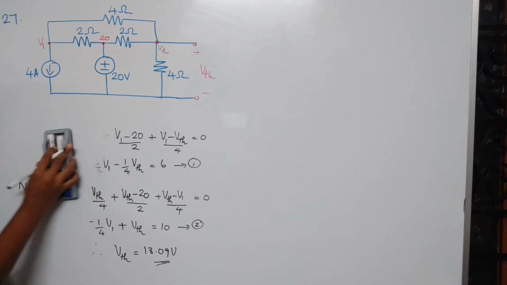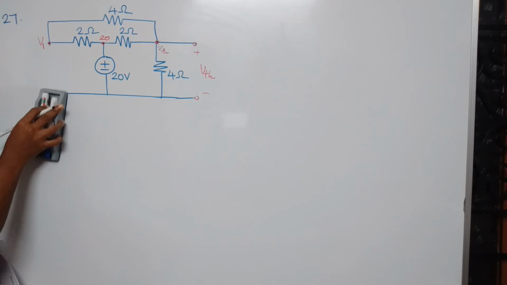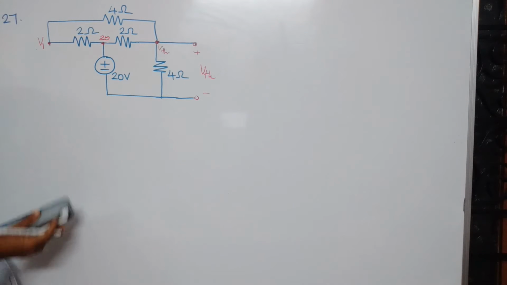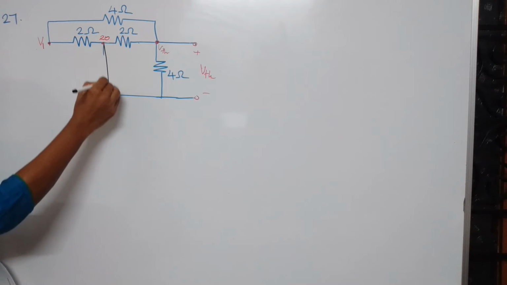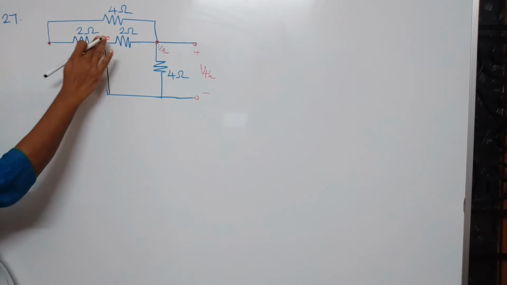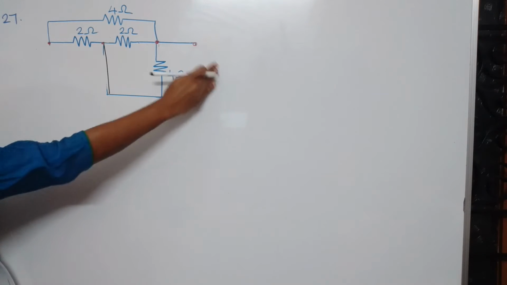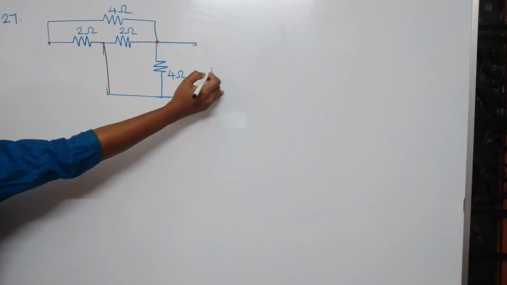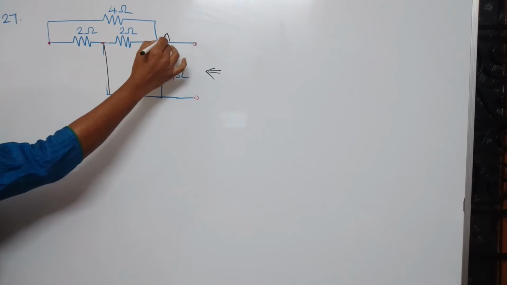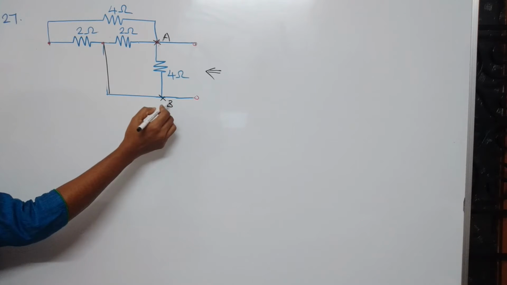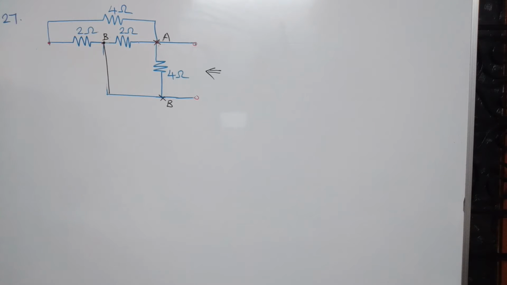So let's do that. Here there is a current source. I am removing it from the circuit and open circuiting it. Here there is a voltage source, so let's replace it by a short circuit. Okay, so this is the circuit, and we need to find the effective resistance looking through this point. Let this point be A and this point be B. This point is also B.